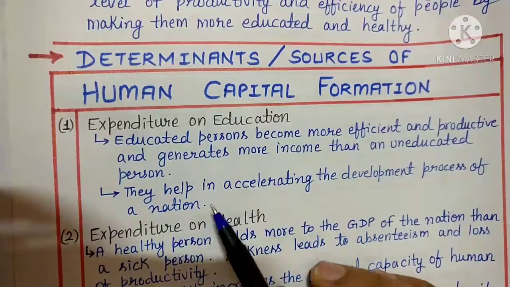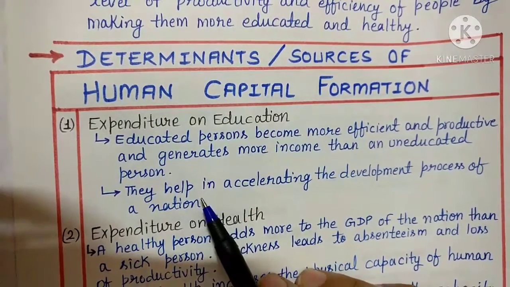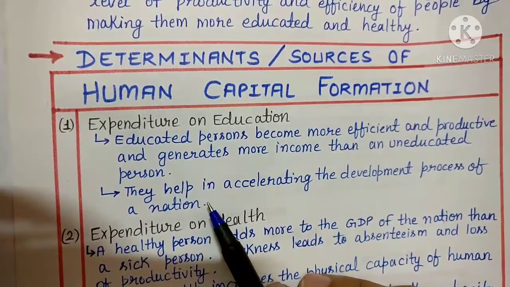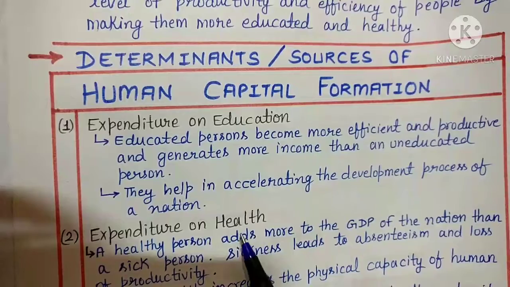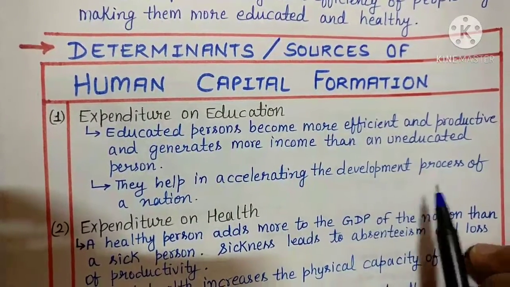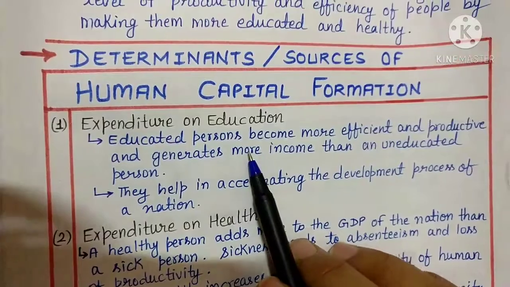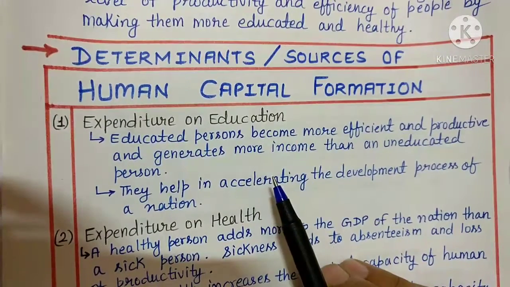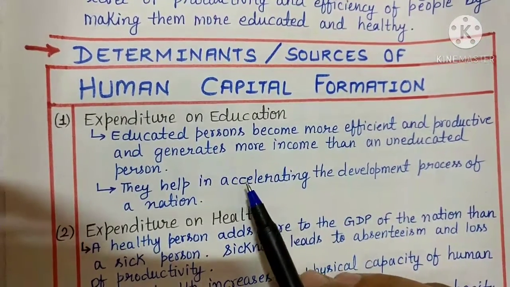If a person is educated, he will get a job easily, and a good job, and he will be more efficient in his work. So education helps in accelerating the development process of a nation. So expenditure on education is a good source of human capital formation.